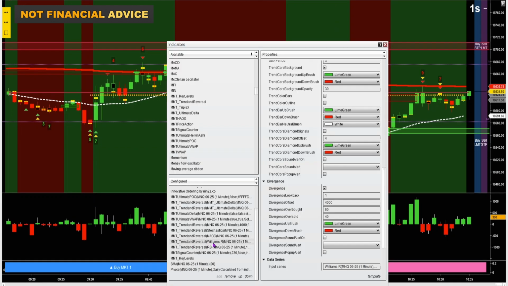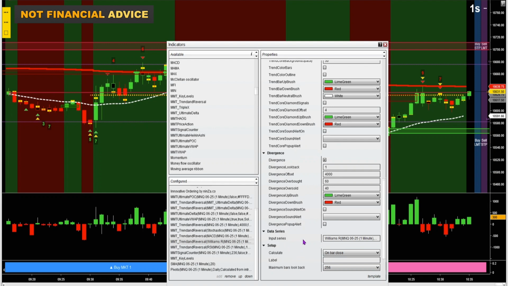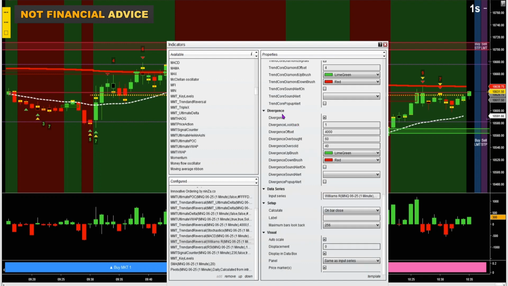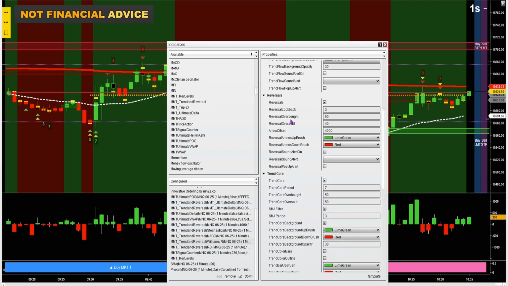So these are the settings. I've got an instance of the MMT trend and reversal with the Williams as an input series. Default settings. The background is being painted by the trend core with my favorite settings of 7 and 50 and 50 for overbought and oversold. I've got the SMA filter on with a period of 3. Then I've also got the divergence and the reversals on.